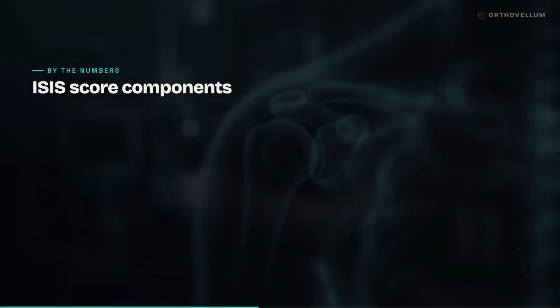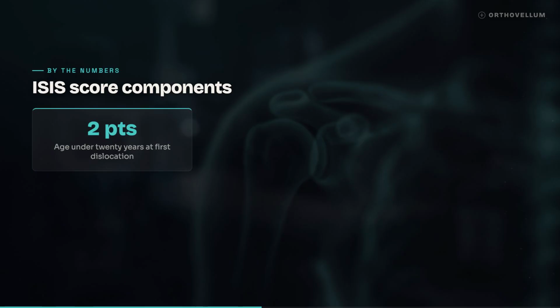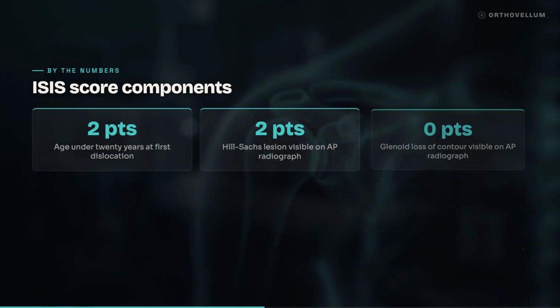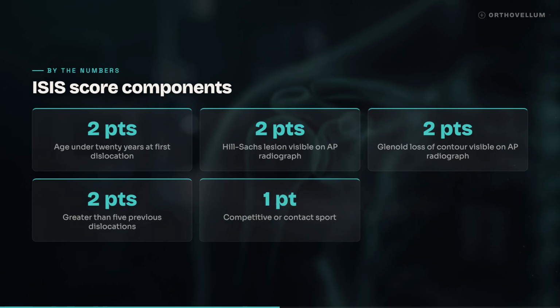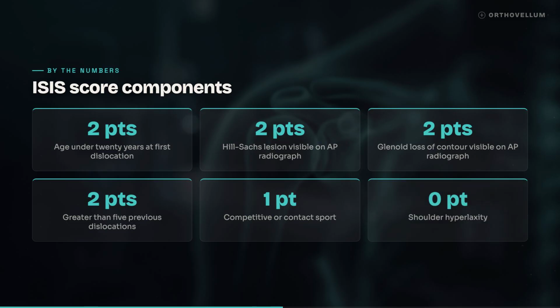2 points each are assigned for age under 20, a Hill-Sachs lesion on an AP radiograph, loss of glenoid contour on an AP radiograph, and greater than 5 previous dislocations. A final 2 points can be added for competitive or contact sport participation and shoulder hyperlaxity.